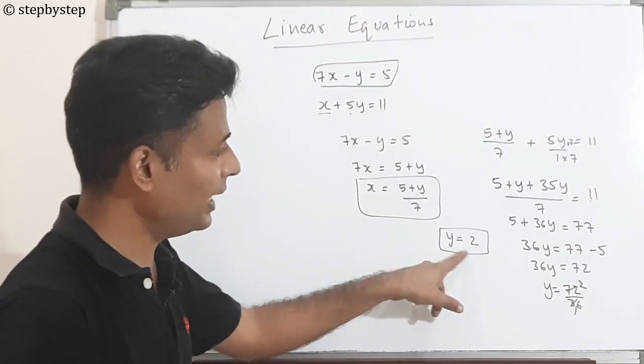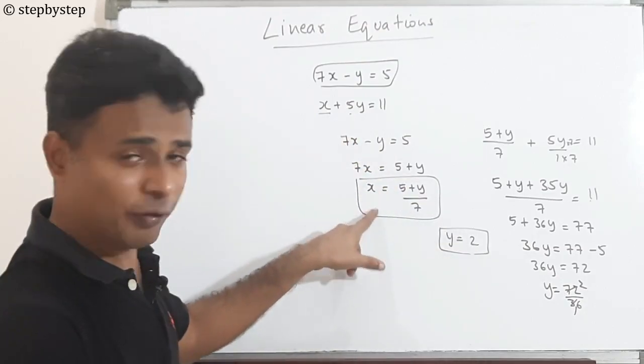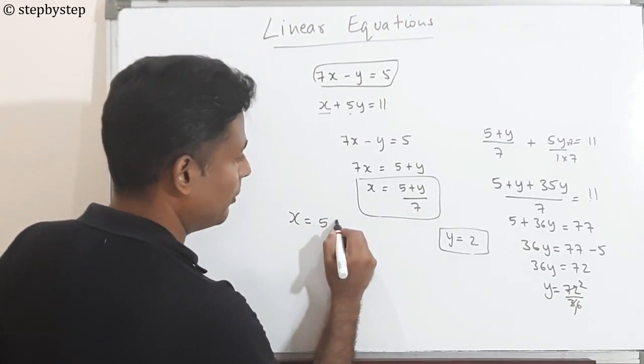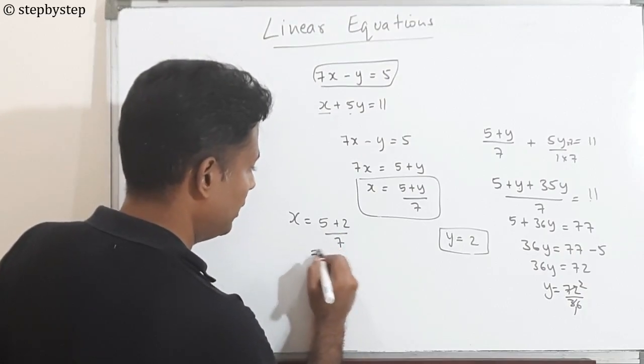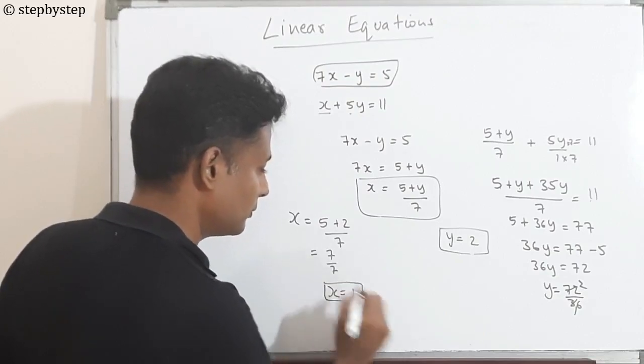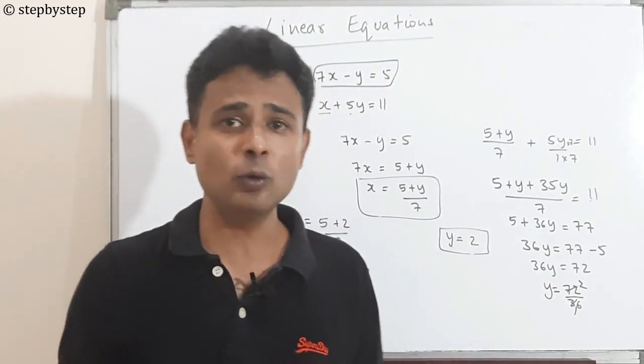Now we got the value of y equal to 2. We can find the value of x from here. So what do we have? X is equal to (5 plus y) by 7. That will become (5 plus 2) by 7, so 7 by 7. So the value of x is 1. Very simple way to solve.